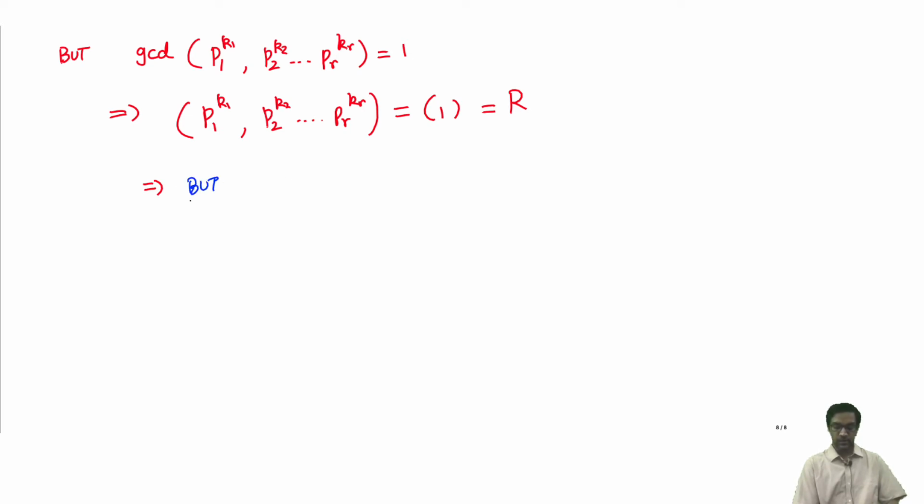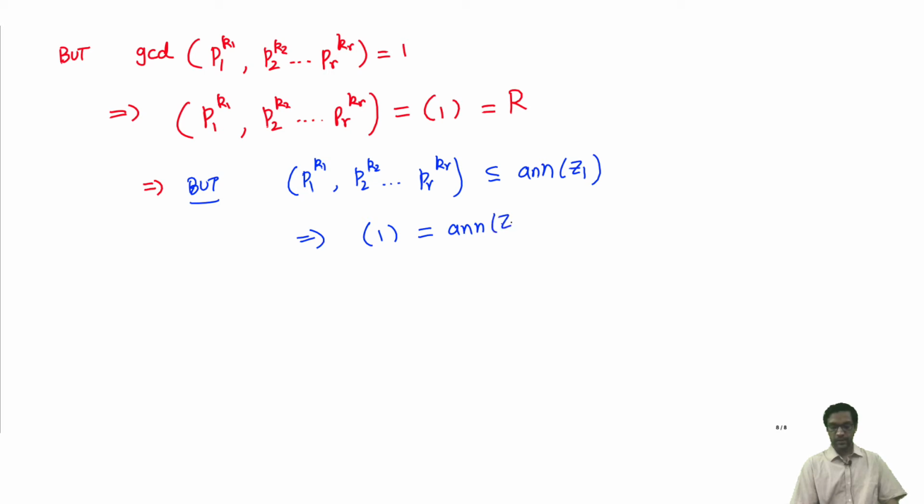But remember, I know that the ideal generated by these two elements must be contained in the annihilator of z1, which means that the annihilator is the whole ring. There is no other way out. In particular, the specific element 1 annihilates z1. What does that mean? That just means z1 is 0. Okay. Now the same proof applies to the other elements.